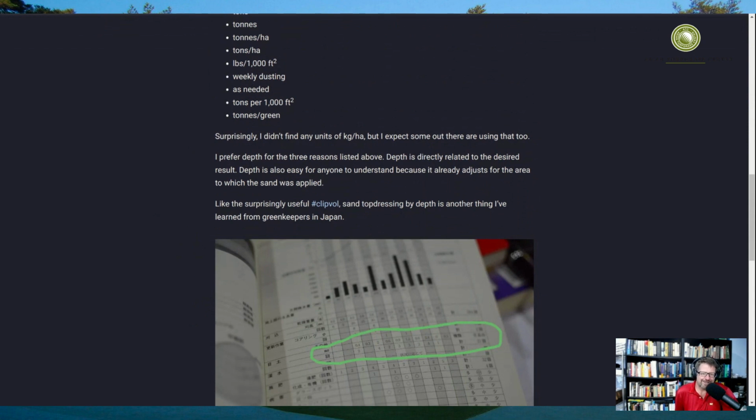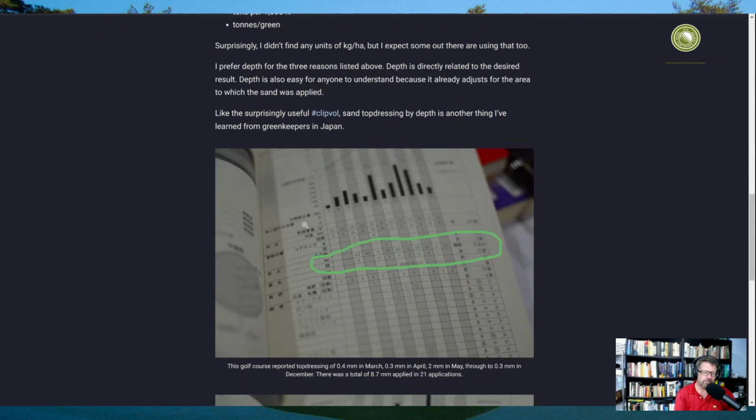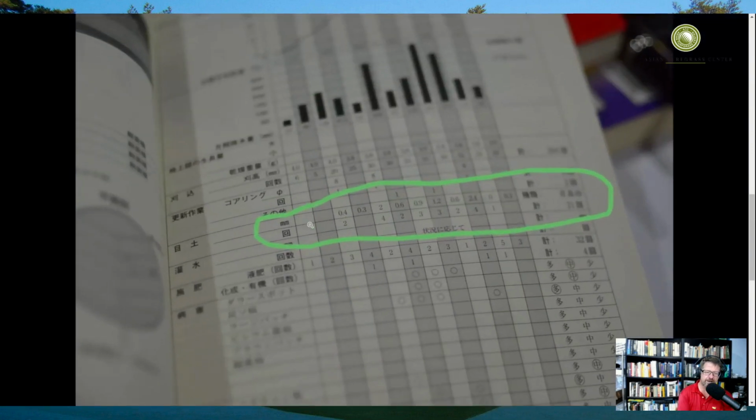I learned about it in Japan, where there's a lot of record keeping and a lot of data that is compiled about golf course maintenance. I have a couple of blog posts about that. I mentioned that the surprisingly useful clipping volume, or clip vol, I learned about in Japan. And sand top dressing by depth is another thing I've learned from greenkeepers in Japan.